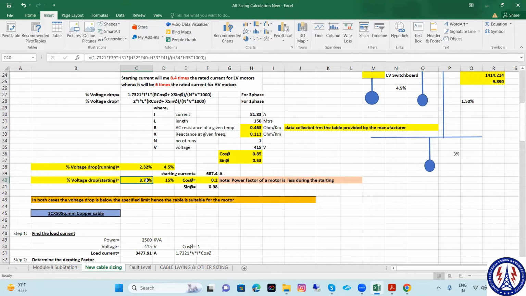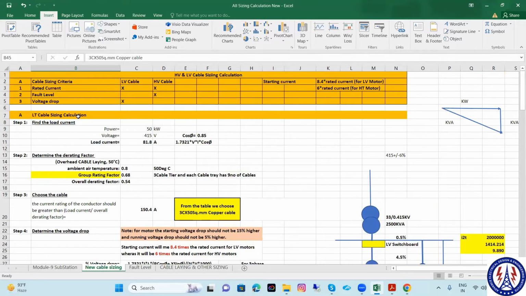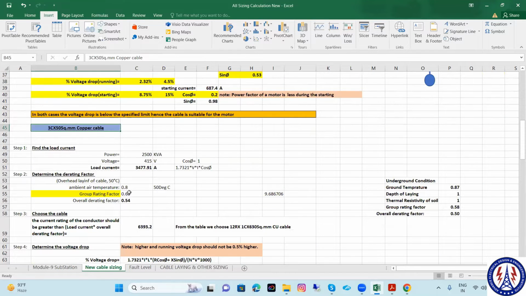So considering the first and second steps, I can say that my cable is 3-core 50 square. Both criteria, all the criteria, should be satisfied. Okay, clear? Yes, sir.